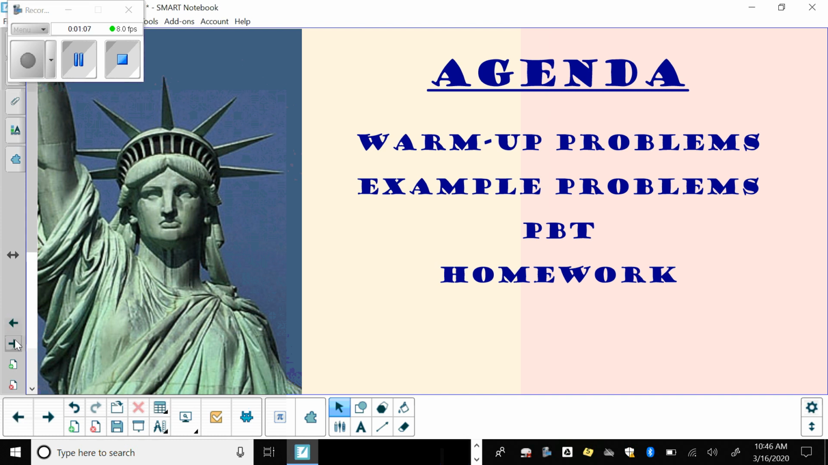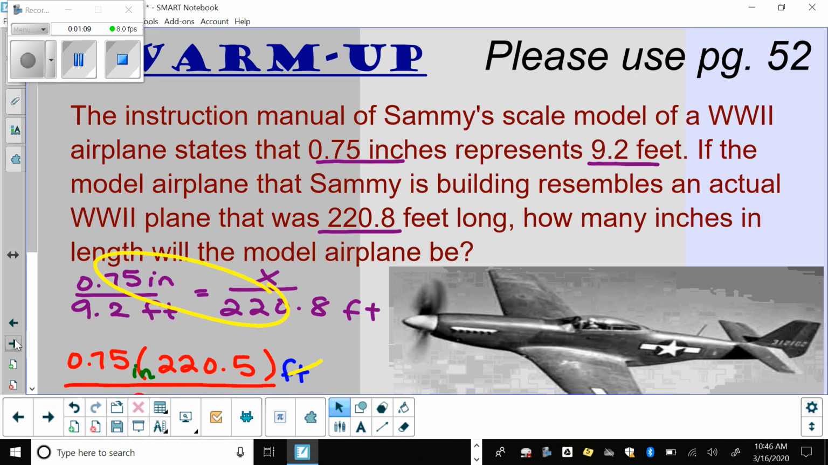Here is a warm-up problem to remind you of what we did last week. Last week, we talked about similarity and we were setting up proportions. Sammy has a scale model of a World War II airplane, and 75/100ths of an inch represents 9.2 feet. The model airplane Sammy wants to build resembles an actual World War II airplane that is 220.8 feet long. How many inches in length will the model airplane need to be?